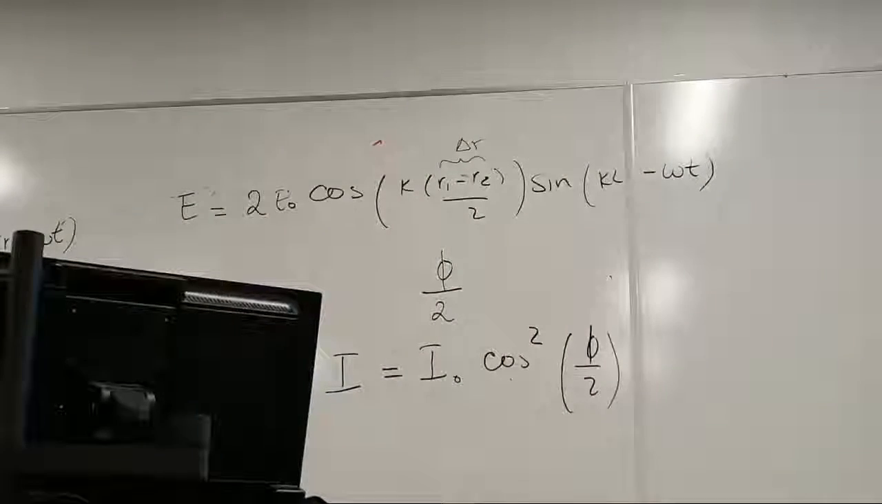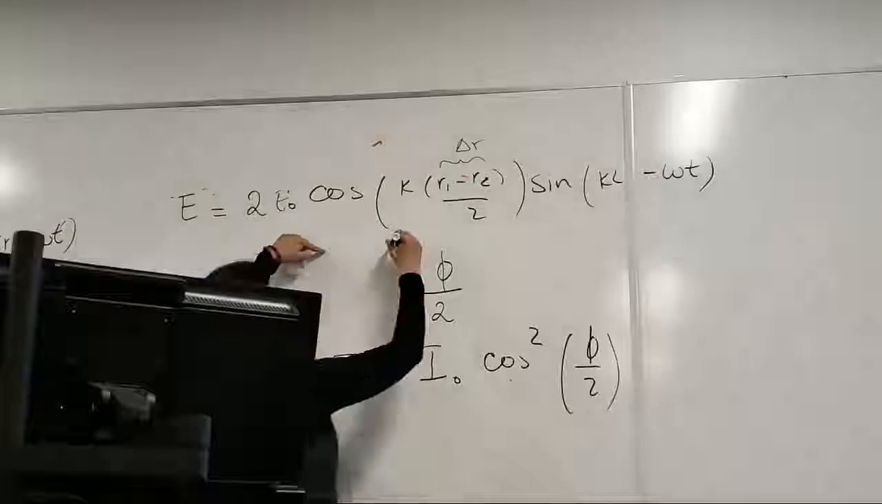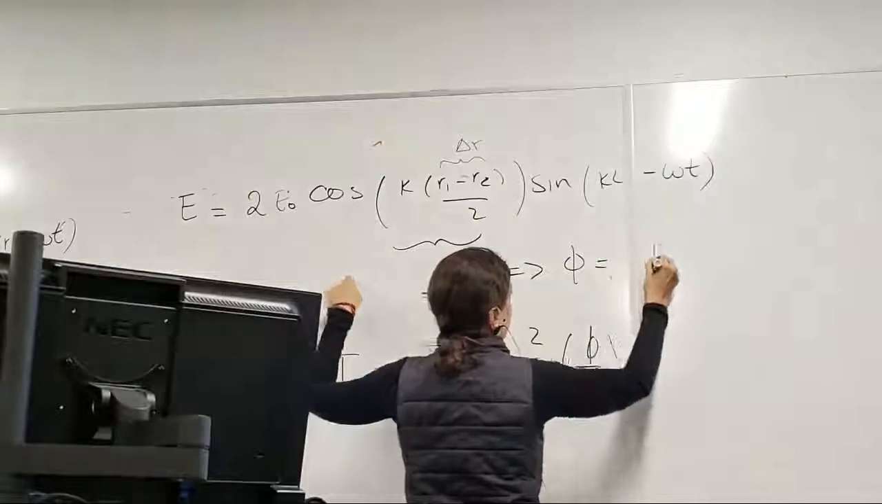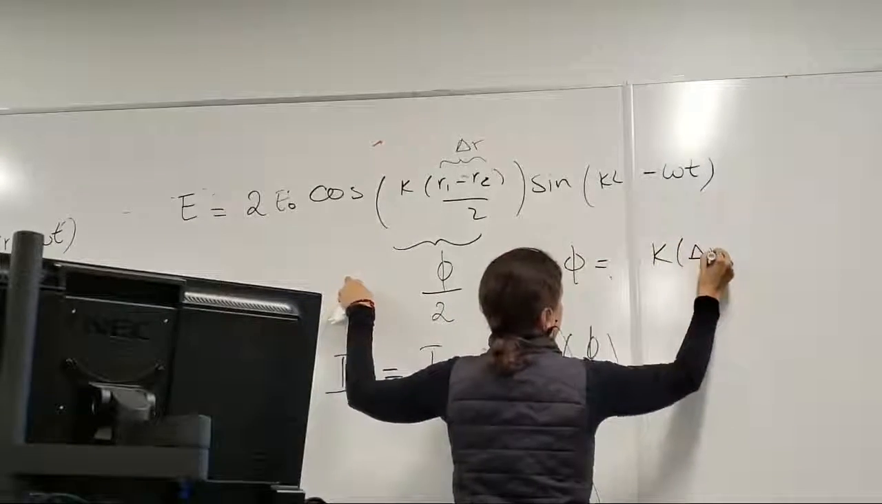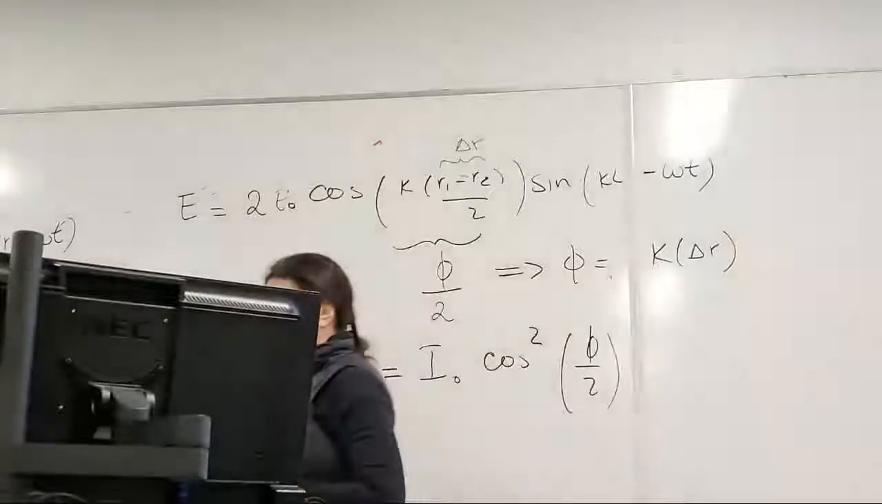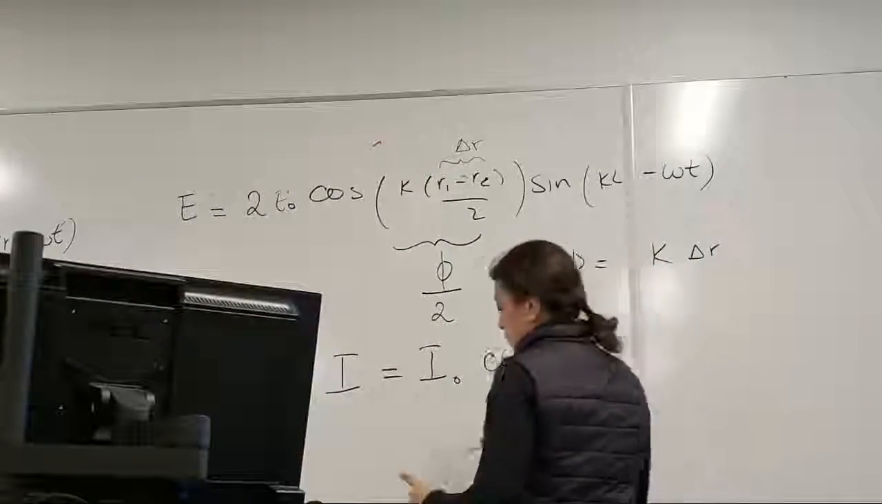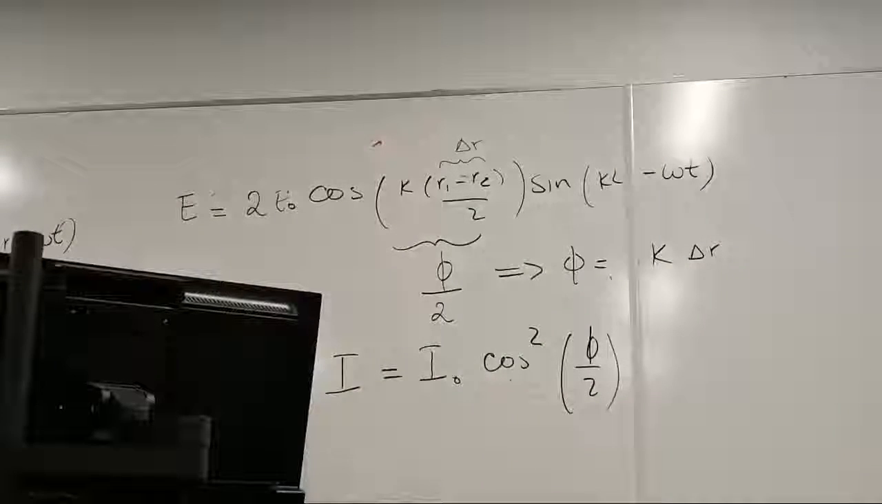So the intensity is described by simply a cosine squared function where the angle is again k delta l, right? If this is phi over 2, that means that phi is equal to k delta l. I should just say it without the parentheses, so it's not confusing, like a function of, right? All right.